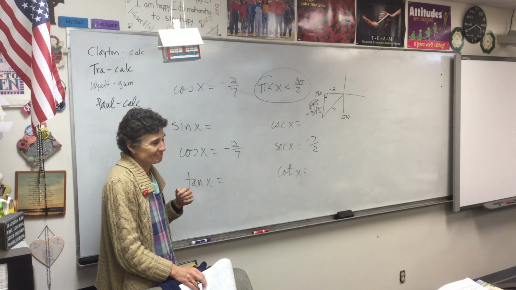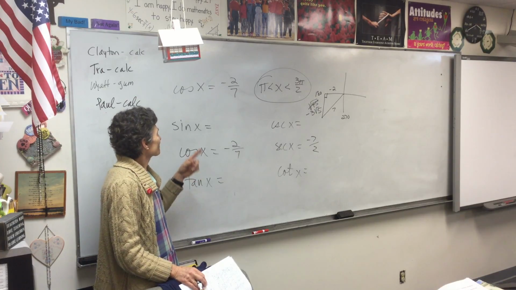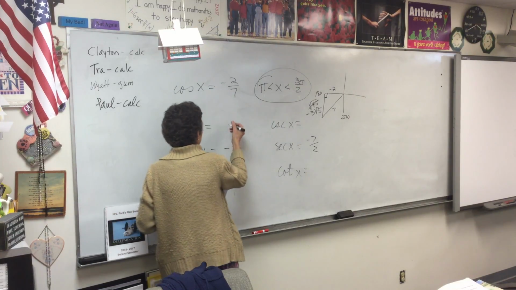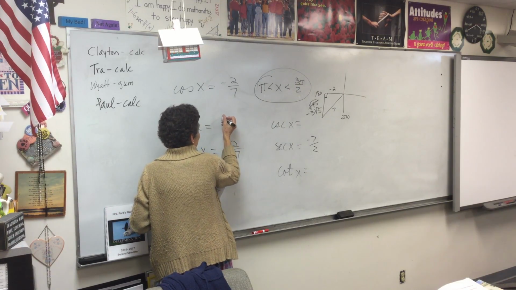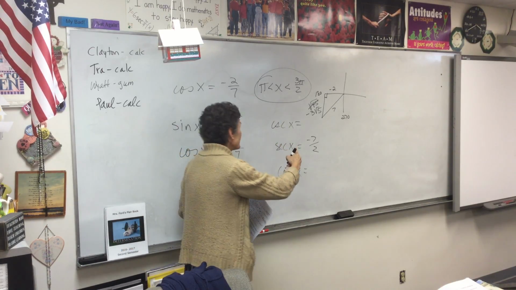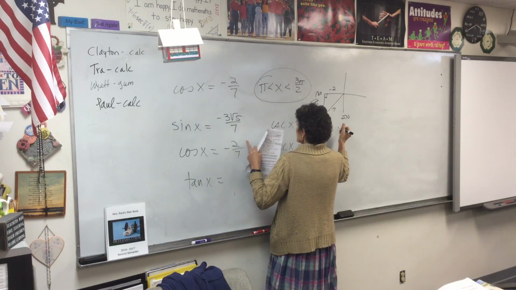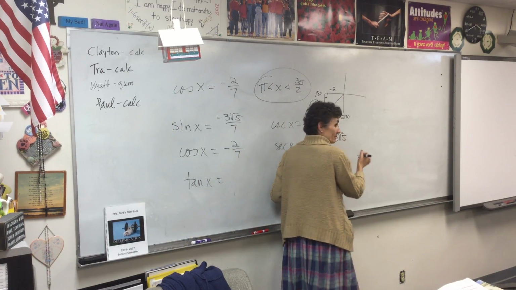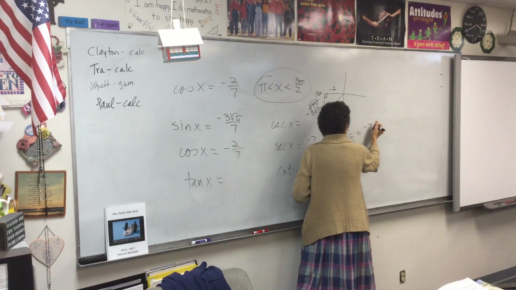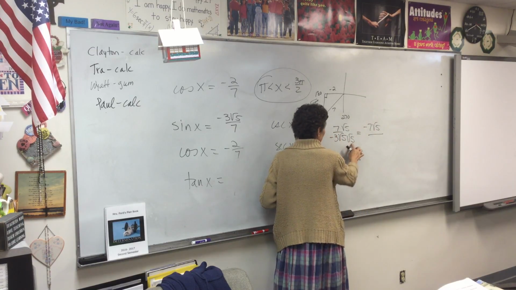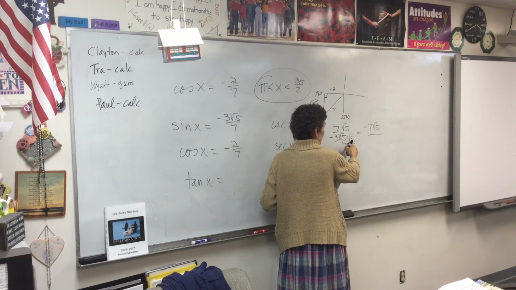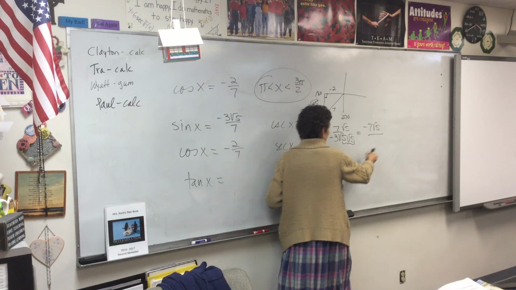Here we go. Fill in the rest of them. What's the sign? -3 root 5 over 7. Perfect. Which means the cosecant will be 7 over -3 root 5. But you have to multiply by the root 5. So we have -7 root 5 over what? What's down here? What is root 5 times root 5? 5 times 3? 15. There we go.